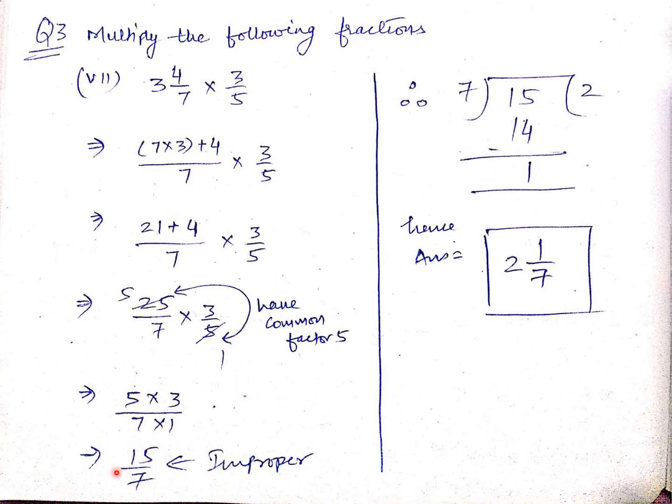Now this is the answer. But is it proper? No, it is improper. Again, the numerator is larger than the denominator. So we have to divide like this. Remainder is 1. This is the mixed fraction form. I hope you got this. No need to explain it again. Thank you. Next one.